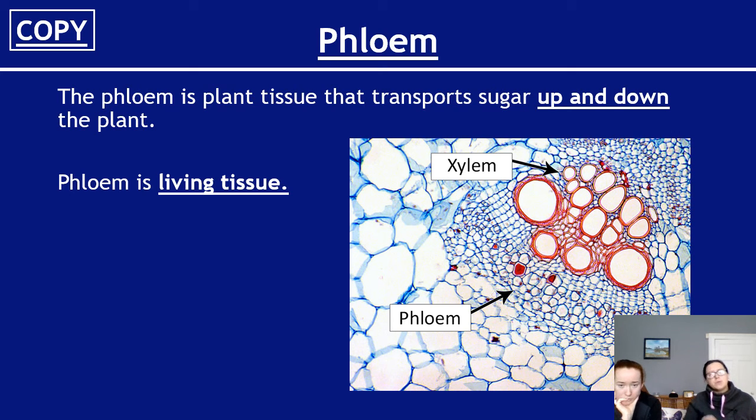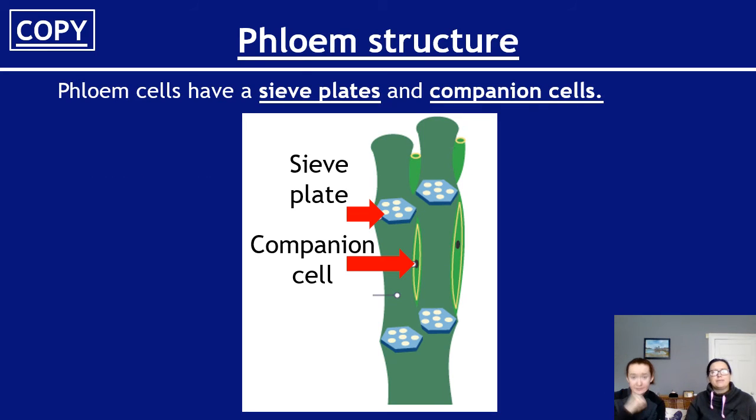And phloem is also different to xylem in that it is a living tissue, whereas xylem is dead. So in terms of the phloem structure, the things that you need to know are these two things. You need to know these things called sieve plates, which are a bit like a sieve. They are a plate that has small holes in it that allows certain things through and certain things not through, and they are regularly structured throughout the phloem.